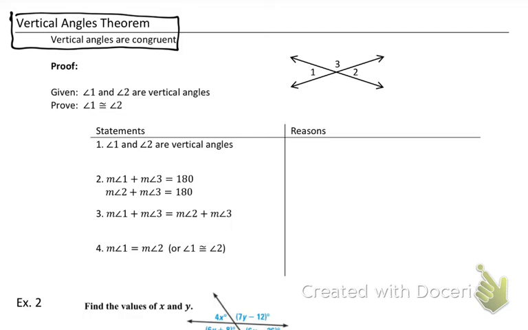Okay. So this says angle 1 and angle 2 are vertical angles. I want to show that they are, in fact, congruent to each other. When you're doing a proof, basically what happens is on the left side, we do work, and on the right side, we justify the work that we did. Every proof starts off the same way.